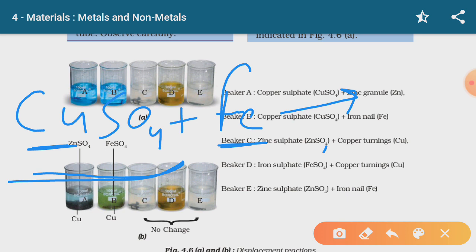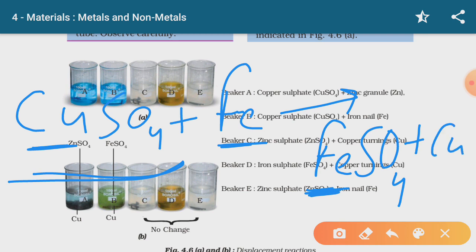So now what will be the product? FeSO4. Because iron is more reactive and higher in position, it has taken the place of copper. And poor copper, which had a lower position and was less reactive, was left behind. So copper will be deposited over the iron nail basically. So this is the displacement reaction. For this you have to learn the reactivity series.